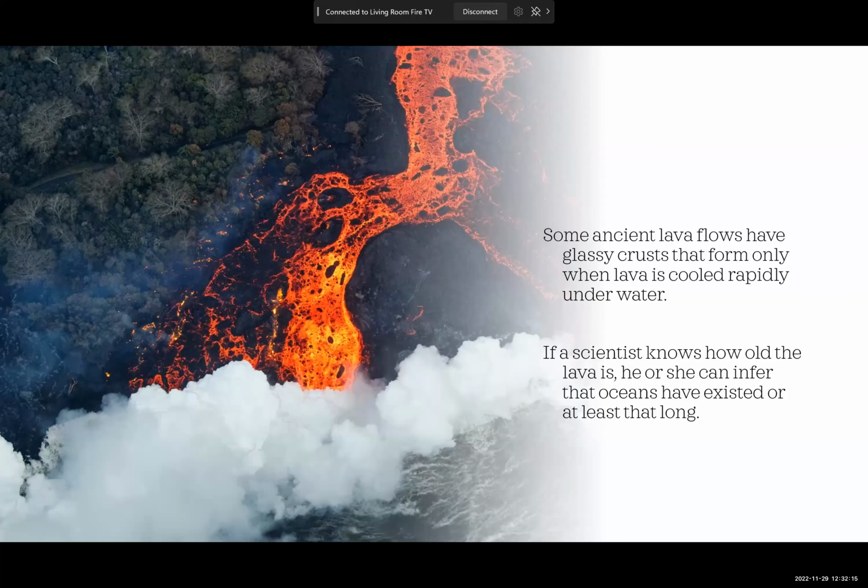Okay, so there'd be a lot of volcanoes, right? Some ancient lava flows have glassy crusts that form only when lava is cooled rapidly underwater. Remember when magma cools quickly, you get glassy, like obsidian. It's not cooled slowly because there aren't visible crystals. So if a scientist knows how old the lava is, he or she can infer that the oceans have existed for at least that long. Okay, we're seeing this thought process through.